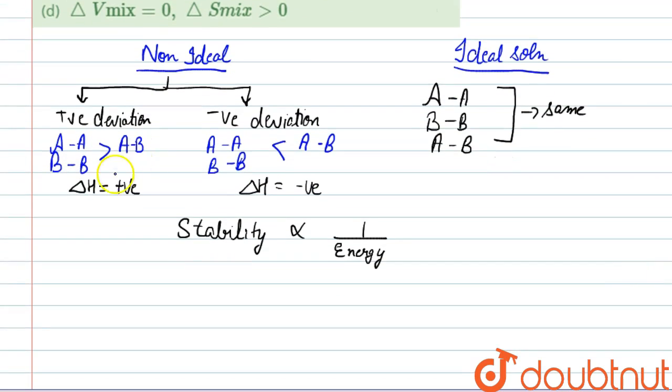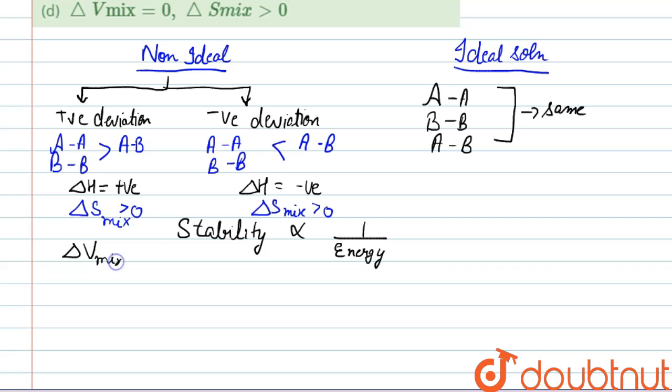Now what is delta S? Delta S is the entropy change. The entropy change must increase, so delta S will be greater than 0 in case of positive deviation and greater than 0 in case of negative deviation. Entropy is the measure of randomness, and for the mixing to be feasible, delta S of mixture should always be greater than 0. One more thing we discussed, that is the value of delta V, the volume change of the mixture.